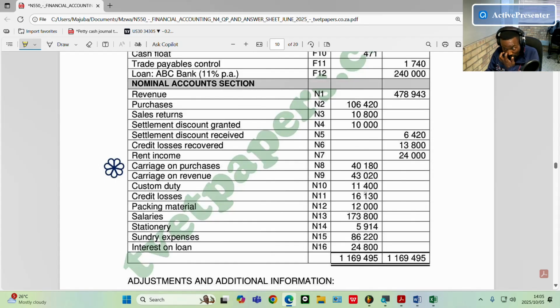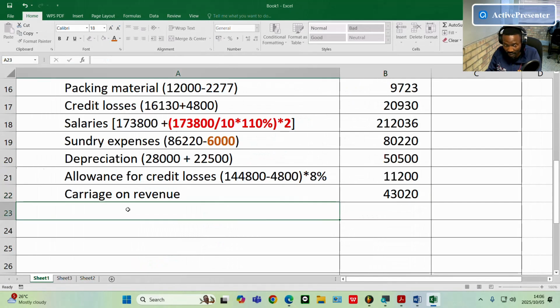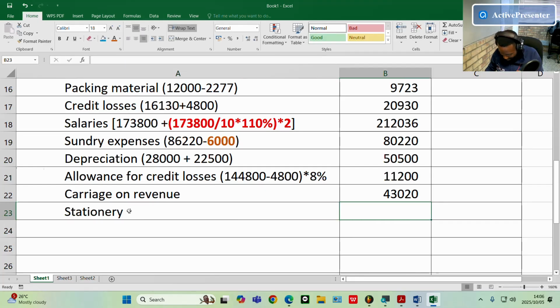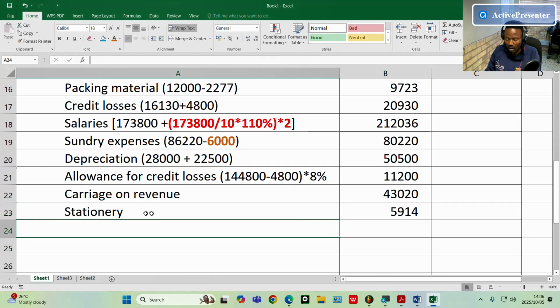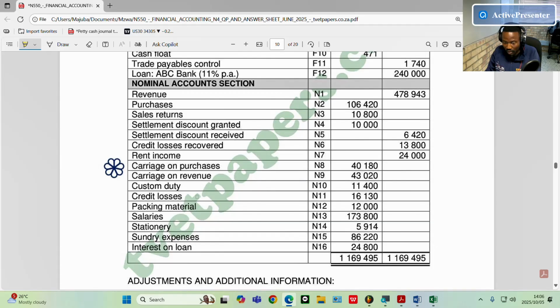Okay, now let us look for other expenses. Custom duty we've dealt with. We've dealt with credit losses. We've dealt with packing material. We've dealt with salaries. Stationery, we haven't dealt with as yet. So we need to put it as it is. So stationery is stationery. There's no movements. Excuse the pun. We move on. Sundry expenses we've dealt with, and then there's a loan.